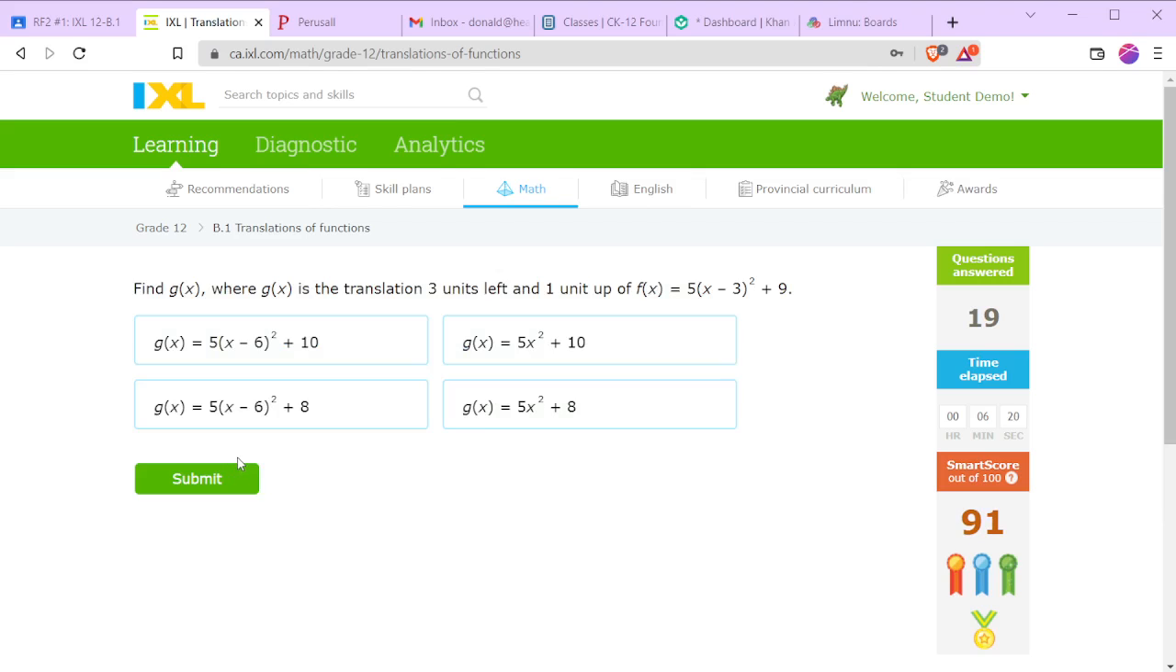All right, our last few questions. So if we're going to go 3 units left, that's replacing x with x plus 3. So that actually wipes out the bracket. And then 1 unit up, we add 1 to the 9 to make 10.